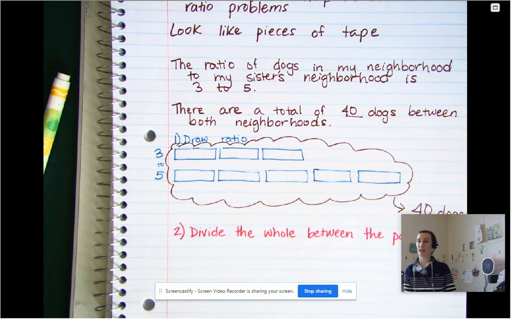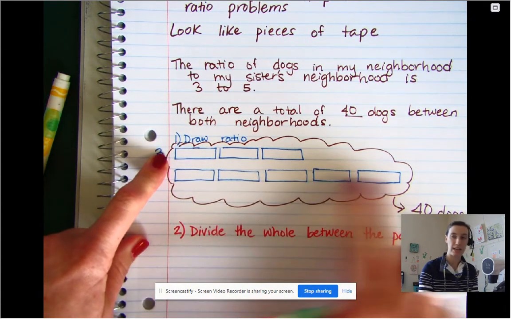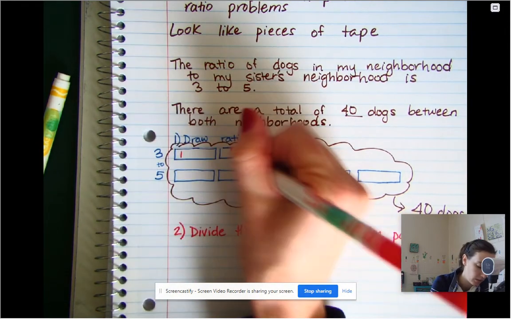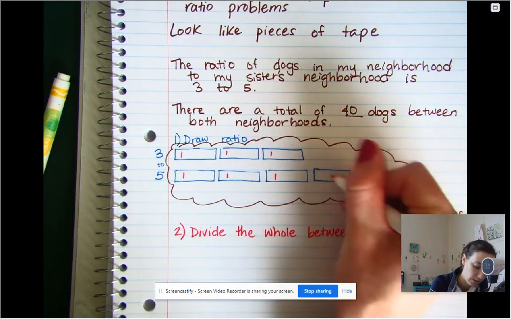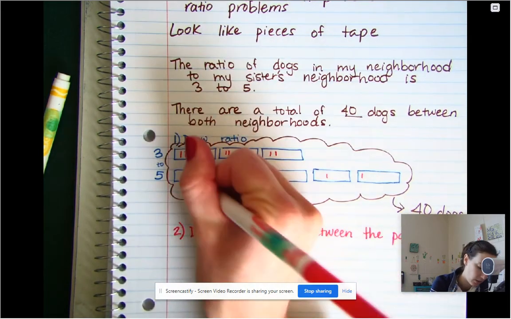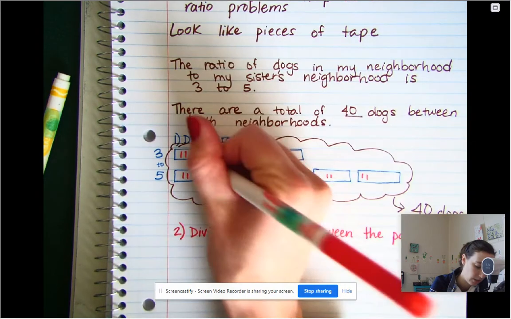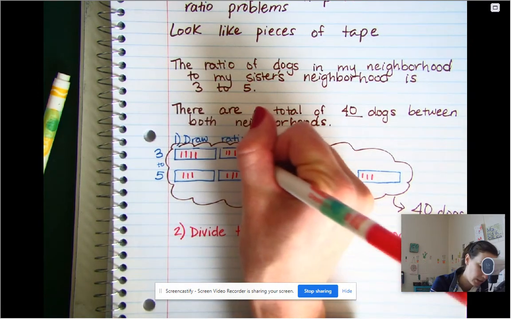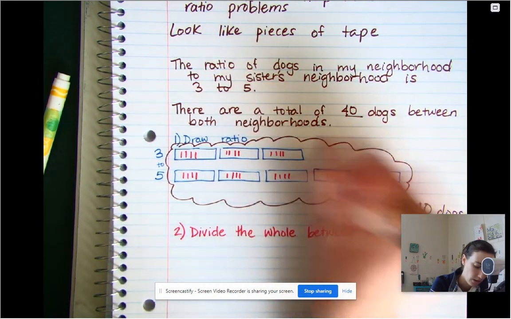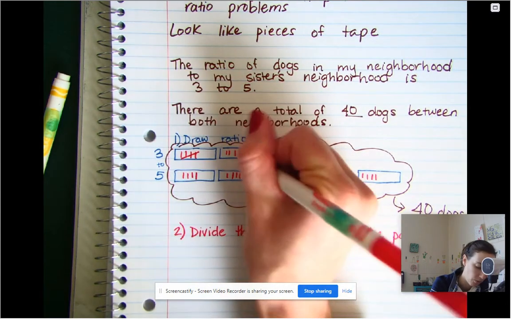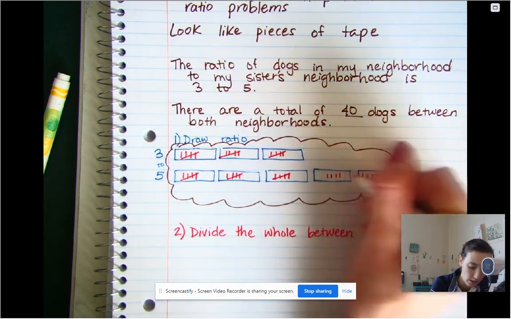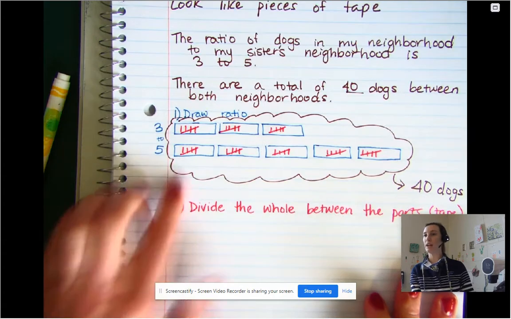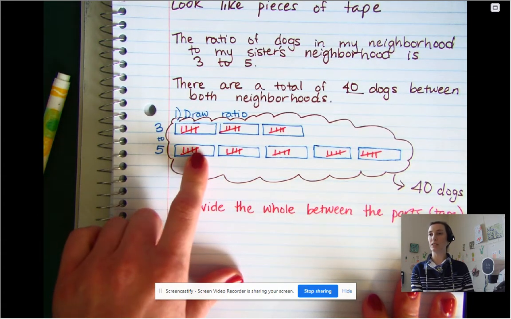So I have 40 dogs, and I've got to split it between 1, 2, 3, 4, 5, 6, 7, 8 chunks, or 8 spaces. So if I use tallies, I count up, 1, 2, 3, and so on, and I'm getting close, up to 40. So what I figured out so far is that each of these is worth 5 dogs.